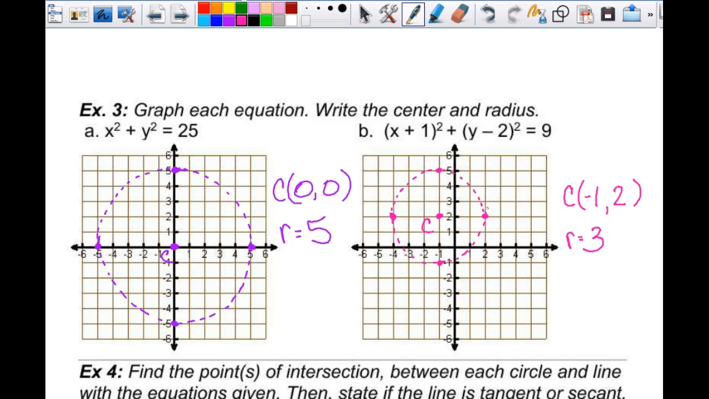Okay, so now we are going to graph a line with one of our circles. I want you to graph the line y = x on this grid right here. Okay, so graph y = x on that grid. Some of y'all are graphing away. Some of you look very, very confused.